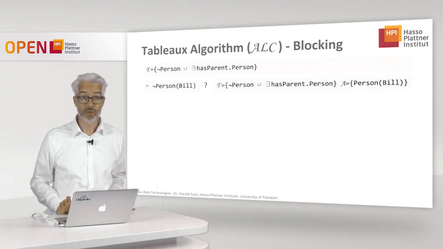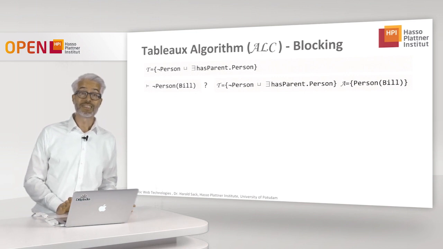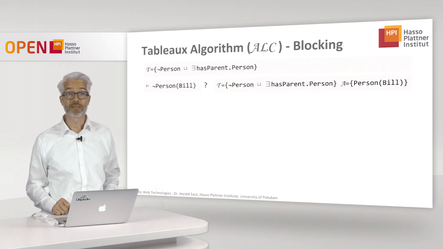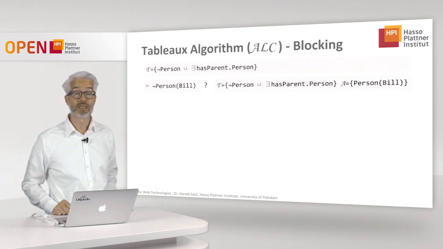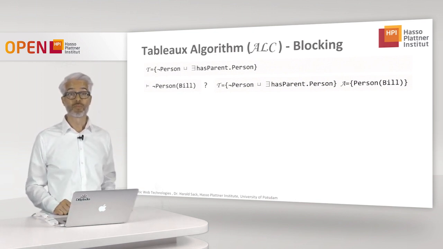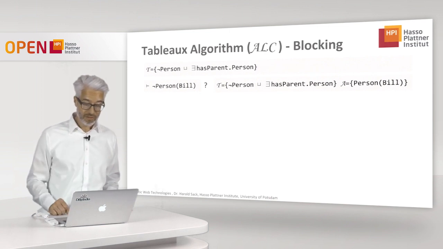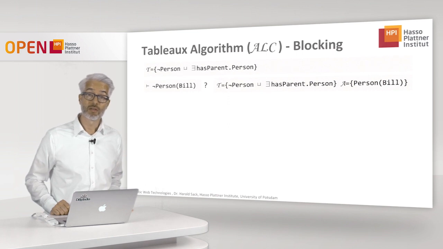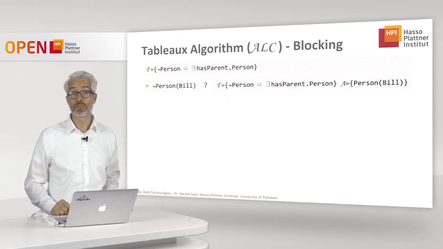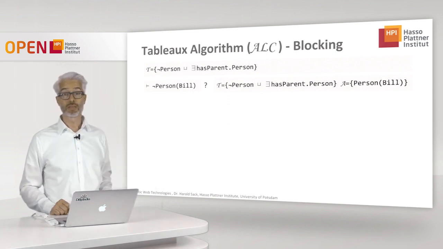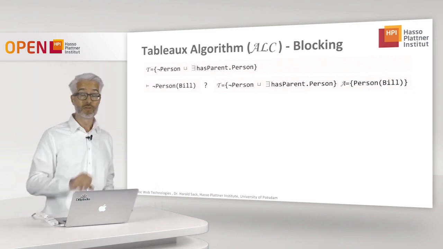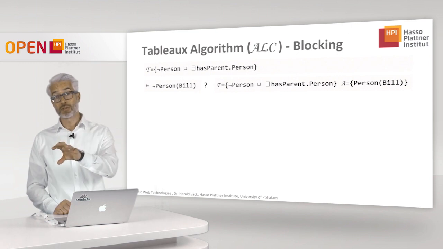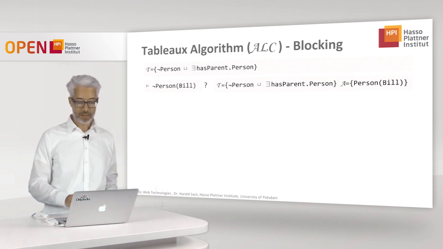For that, we can extend our existing knowledge base with a negation of exactly this class membership. So the negation would then be Bill is a person. So what we have here is a knowledge base consisting of a T-box and an A-box which states Bill is a person, which is the logical negation of the consequence we wanted to show. And on that new knowledge base, we can apply the Tableaux algorithm.